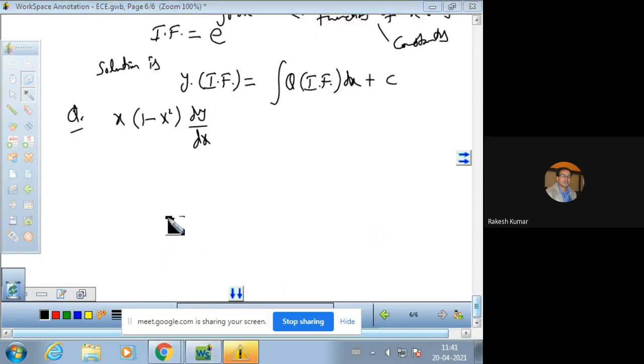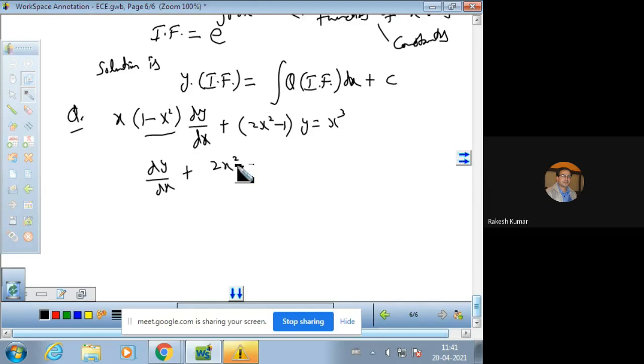So remember this: x into 1 minus x square dy by dx plus 2x square minus 1 into y is equal to x cube. And dividing both sides by this coefficient, you will have dy by dx plus (2x square minus 1) over (x into 1 minus x square) into y is equal to x cube over x into 1 minus x square. One x can be cancelled here.